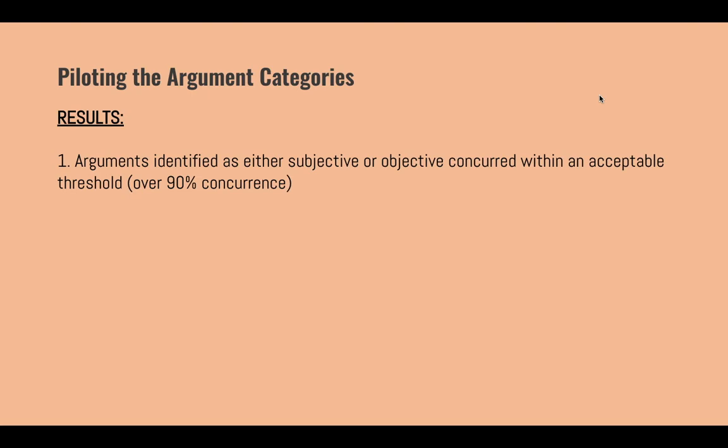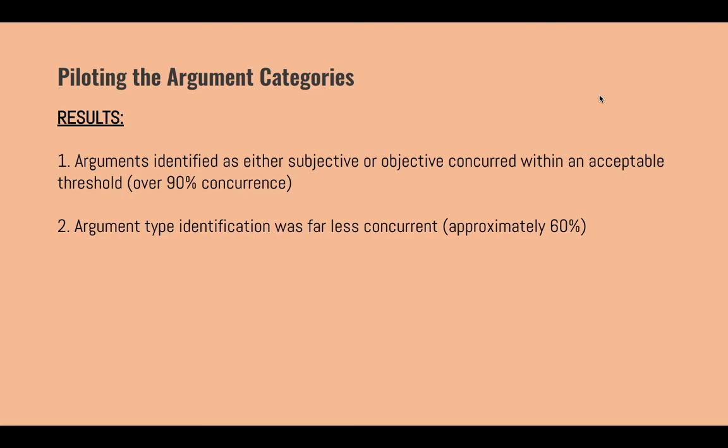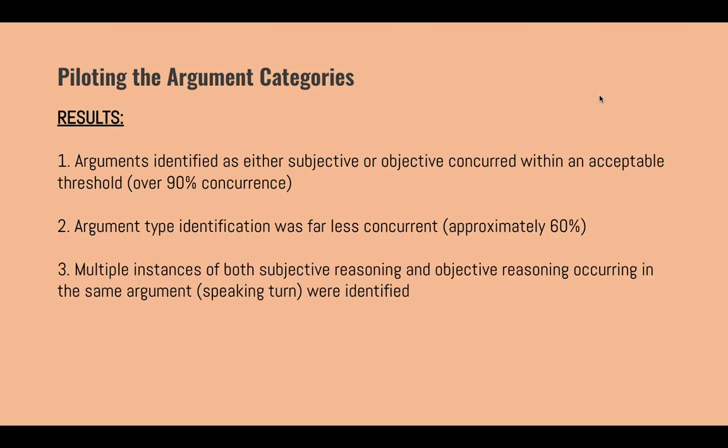The pilot garnered some interesting results, the first of which was that the concurrence of subjective and objective tagging in the corpus was appropriate. However, the same could not be said for the occurrence of argument type identification. There were also issues with clearly identifying arguments in the discourse, either due to ambiguity or lack of identifiable language.